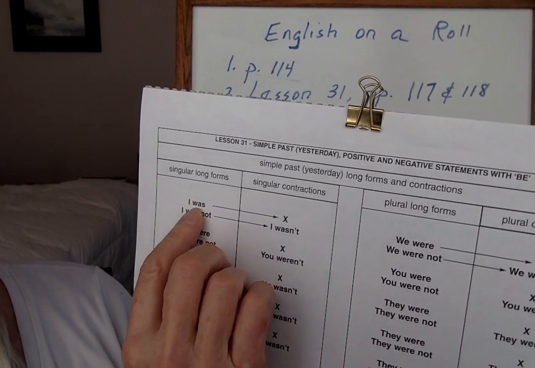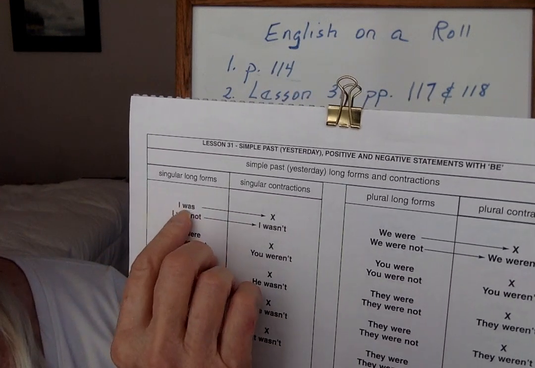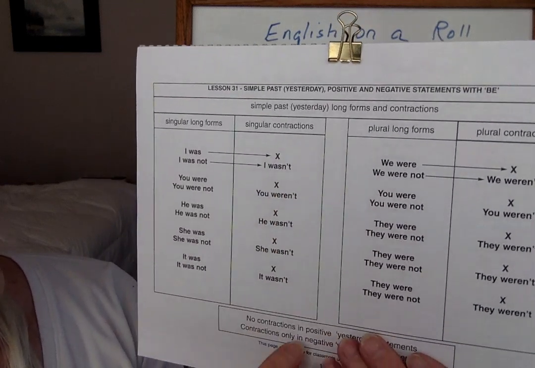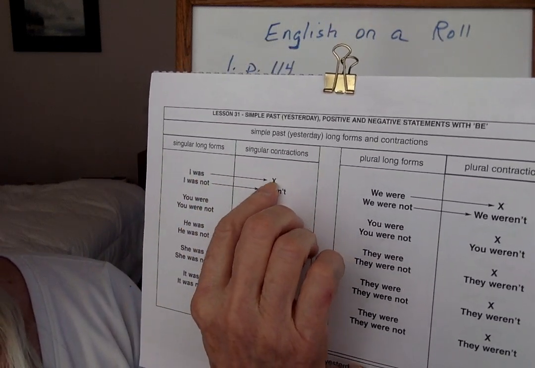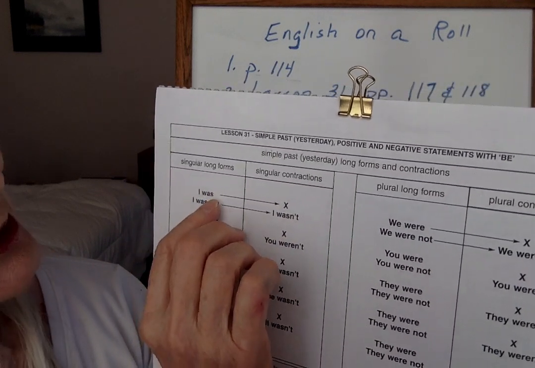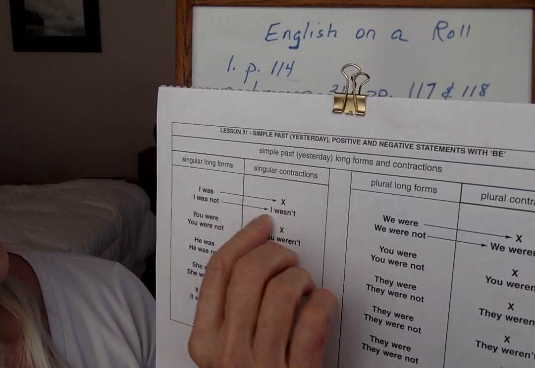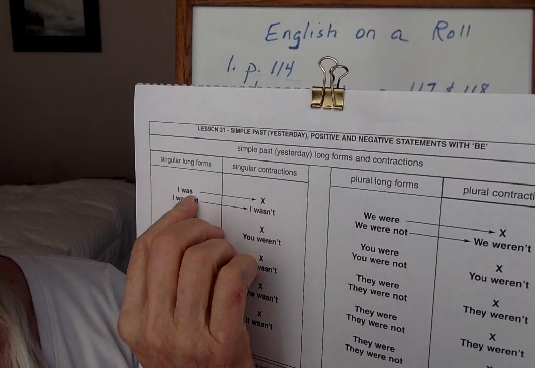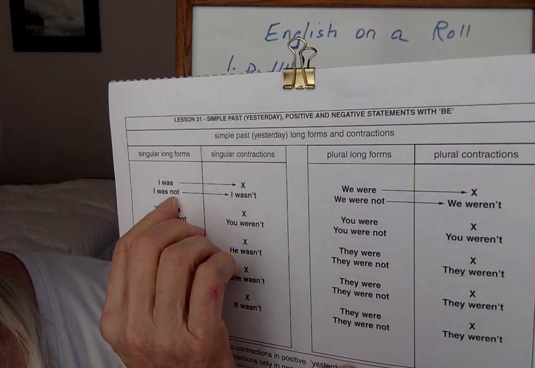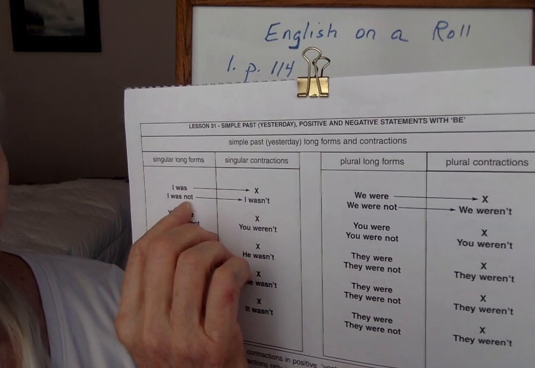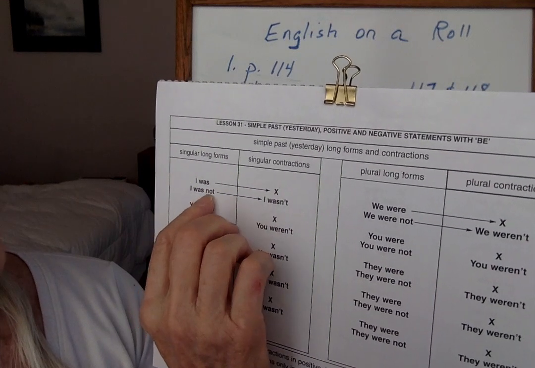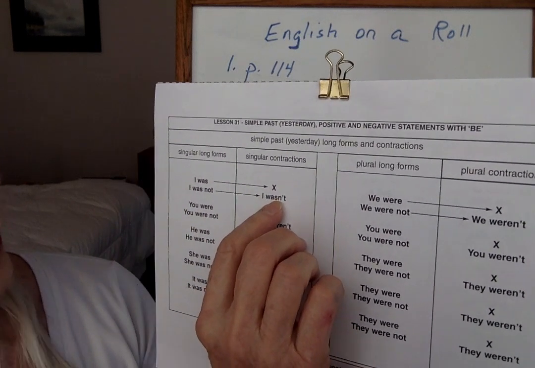So notice here, for I was, pasado, estaba, or fui, there's no contraction. No hay contracciones para declaraciones positivos. Solamente negativos. So here we are. I was, en el pasado. I was not. I was not a boy. I wasn't. So here is your contraction. Was not becomes wasn't.